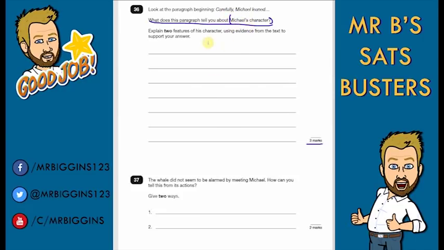What do you think we need to use evidence from the text for our answer? Again, 2 features of his character and evidence. 2 points, 1 for each point that you use, and there's 1 point available for your evidence. So if you get 2 features and use evidence for one of them, 3 marks. 1 with evidence, 2 marks. 2 points without evidence, 2 marks. 1 point just on its own, 1 mark. But let's practice these questions and make sure we get all 3 marks.